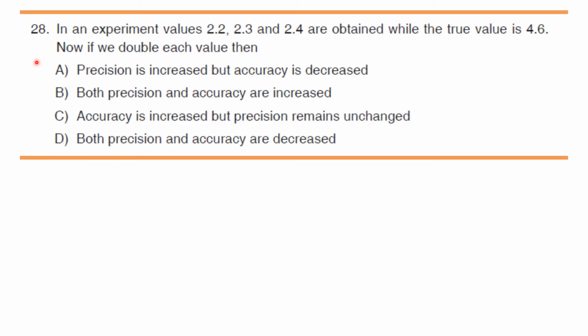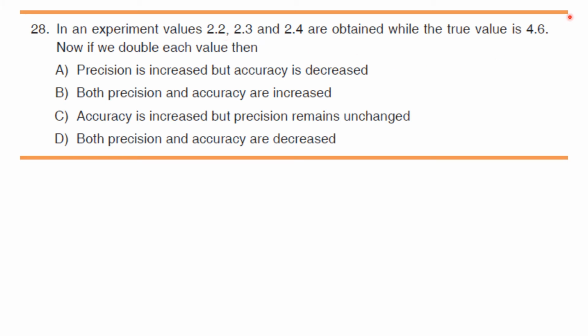Again, the second question is also about something which is related with accuracy and precision. I think now you'll be able to understand in a better way. In an experiment, the values 2.2, 2.3 and 2.4 are obtained, while the true value is 4.6. Now, if we double each value, then we are asked to find out what happens to the precision and accuracy.